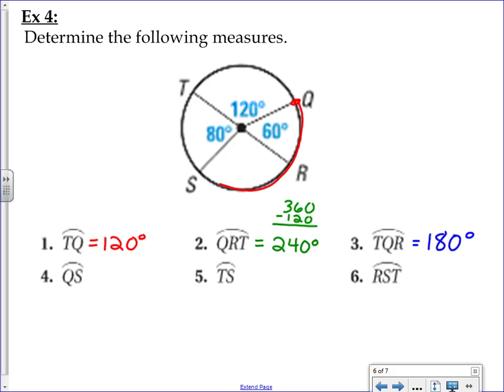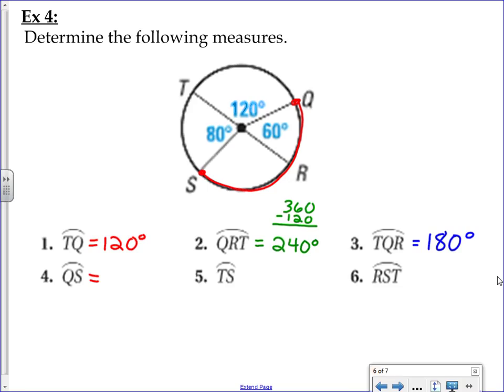Now, there's technically two ways I could have gone from Q to S. I could have gone counterclockwise. If I did that, that would have been a major arc, because you can see it would have been bigger than half a circle, which is bigger than 180. So this is actually talking about the minor arc of QS. So we just need to figure out how big this arc is.